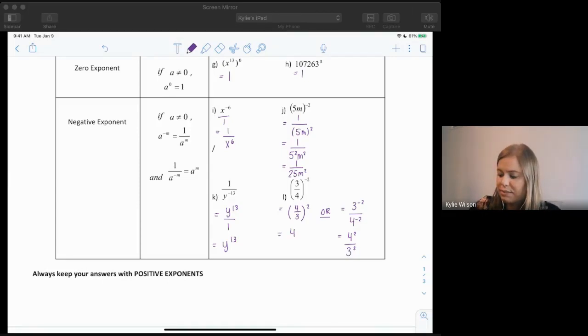So it doesn't matter how you do this, you're going to end up with the same answer. Typically, this is the way we like to do it, just because it's a bit of a quicker, more efficient way. But if you forget about that rule, no worries. You can just do it the other way with our fractions too.